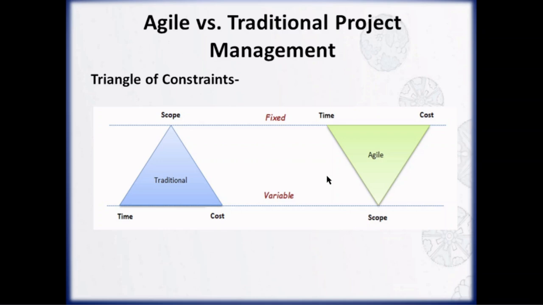But in agile, this triangle is flipped. Here time and cost are fixed and scope becomes flexible. In agile, we usually start with a fixed time and budget. That means the sprint duration and team size are predefined and the scope remains flexible. This means we prioritize and deliver the most valuable features first, staying within our cost and time limits. So instead of controlling the scope like in traditional projects, in agile, we control cost and time.